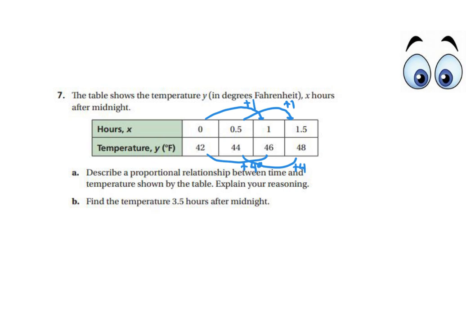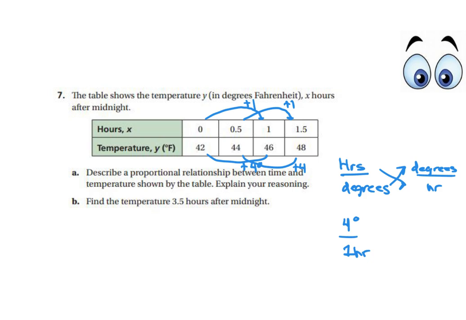So this says, describe the proportional relationship between time and degrees. Or more realistically, in the real world, we would say degrees per hour. So the temperature changes by 4 degrees for every 1 hour. Knowing that, we can now find the temperature 3.5 hours after midnight.